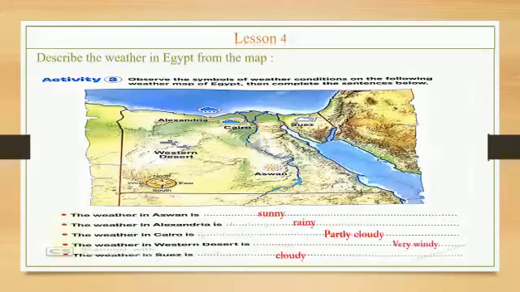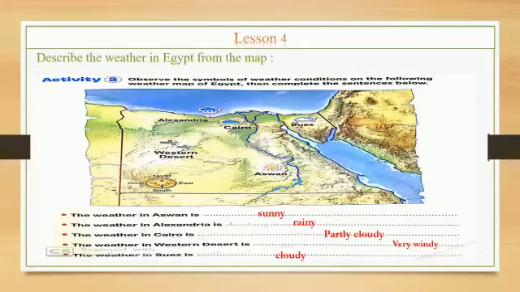We will solve some exercise in lesson 4. First, we look at the map of Egypt and describe the weather in each city. First, in Aswan, very good, the weather is sunny. Number two, Alexandria, very good, we see on the map, the weather is rainy.